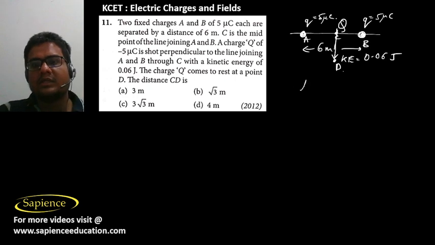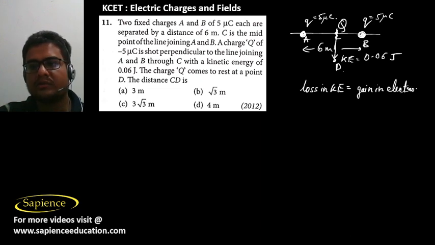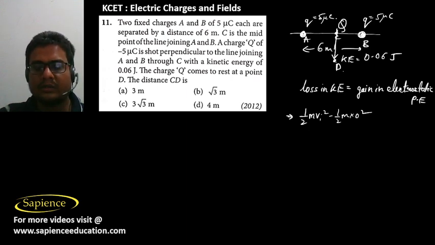Say that the loss in kinetic energy is equal to the gain in electrostatic potential energy. Loss in kinetic energy will be half m u square minus half m v square, but since finally when this charge reaches the point D, it will come to rest. So the gain in electrostatic potential energy will be K Q1 Q2 by R.